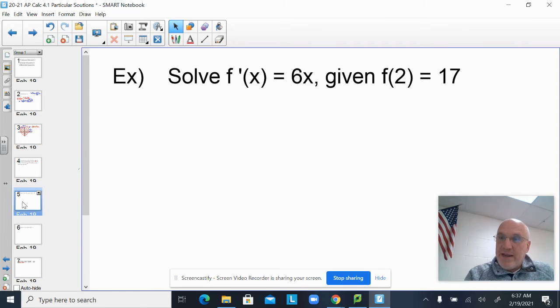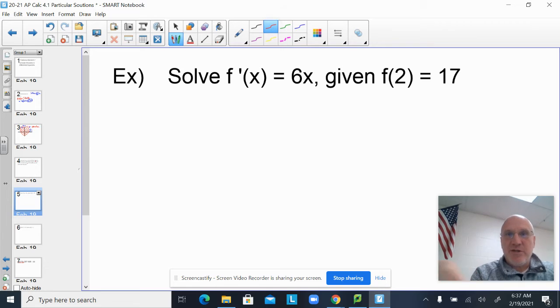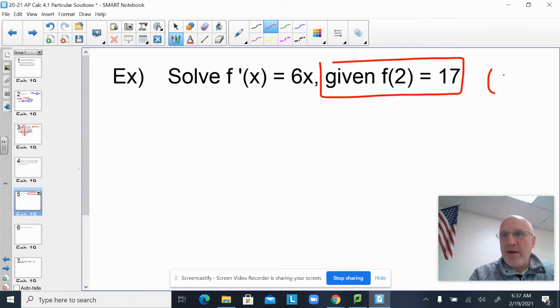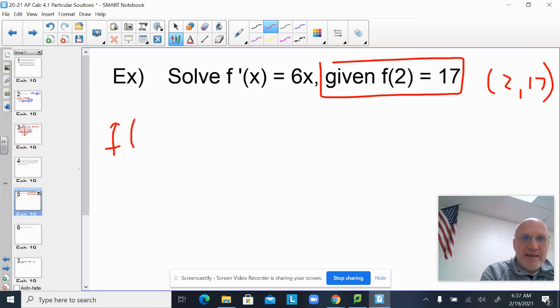My first warning is the fact that they gave us an initial condition, which means the ordered pair (2, 17) is on my f of x. Understand that we're not going to use that until we take the antiderivative. So we're going to just find f of x, just like we did in the last homework assignment.